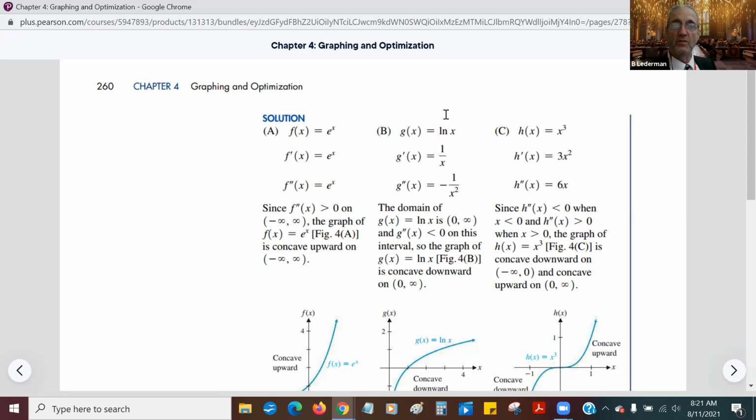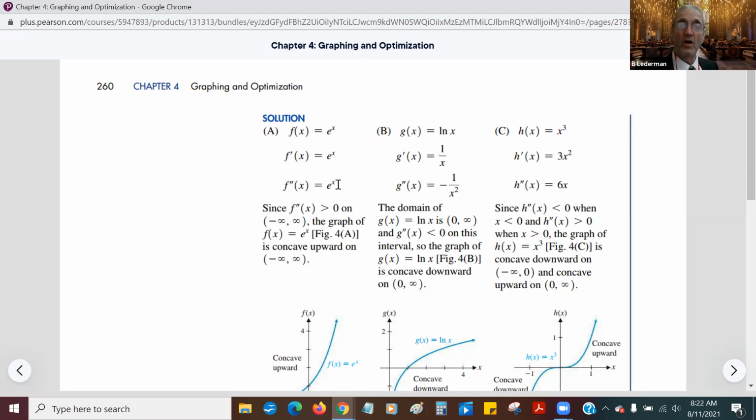Now, for ln x, the derivative of ln x is 1 over x, and the derivative of 1 over x is negative 1 over x squared. And I just want to go through all these and we'll analyze them all. The derivative of x to the third is 3x squared. The derivative of 3x squared is 6x. Now, let's look at this.